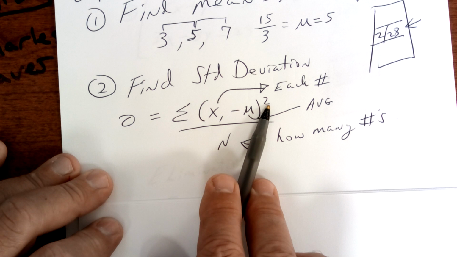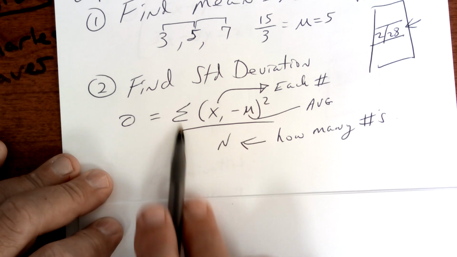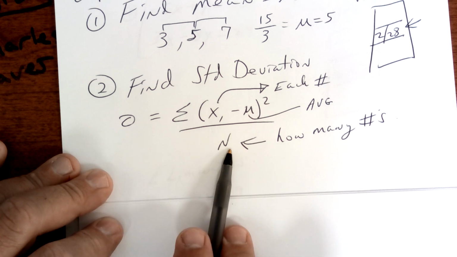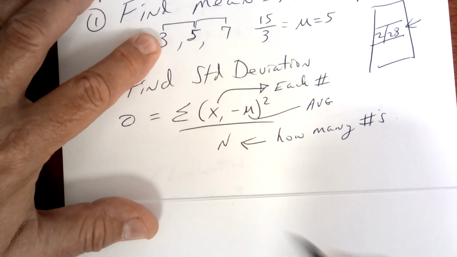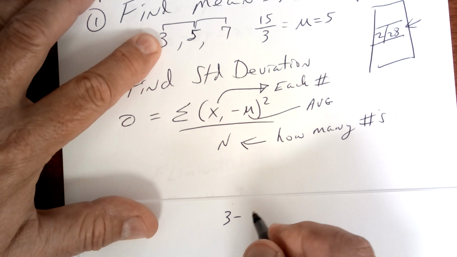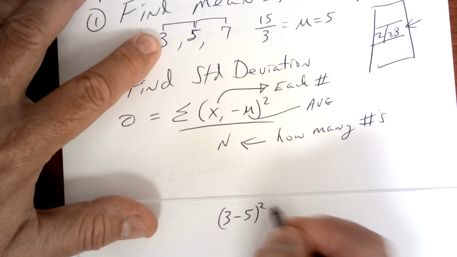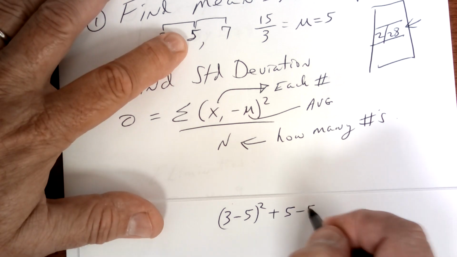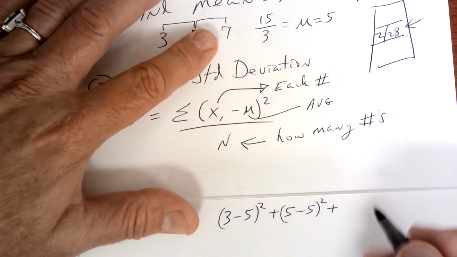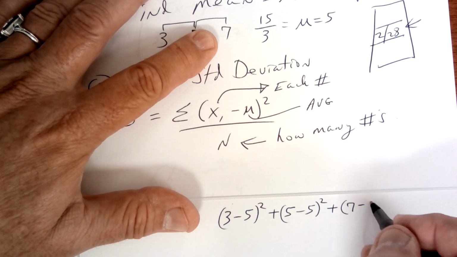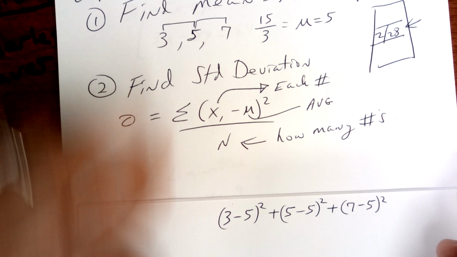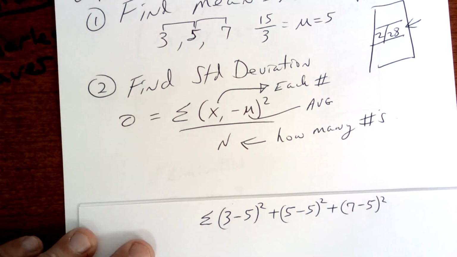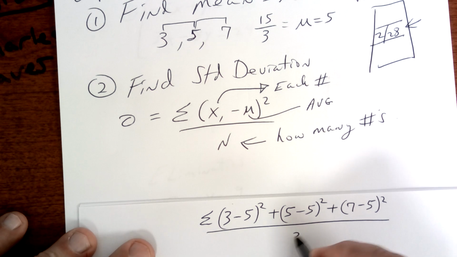You're going to add all those up and divide by the number of numbers you have. So we're going to take 3, which is our first number, minus the average, which is 5, square it, plus the next number, which is 5 minus the average, square it, plus 7 minus the average, square it. We're going to add those up. That's what that little summation symbol means. And then we're going to divide by how many numbers. In this case, we have 3 numbers.